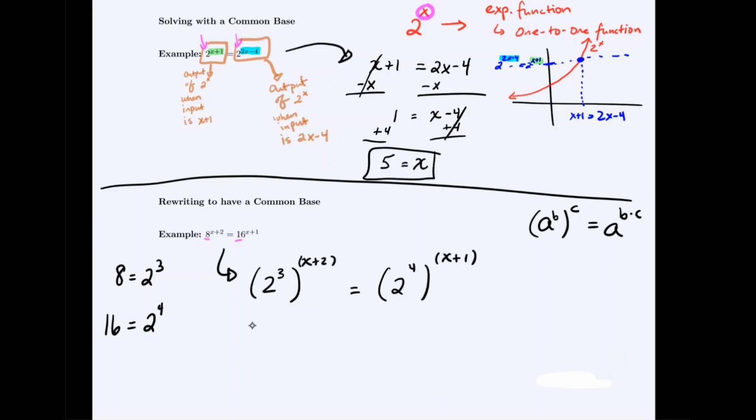Using that idea, this would simplify to 2 to the 3 times x plus 2. Parenthesis use here is important because that shows the 3 is going both to the x and the 2, which is equal to 2 to the 4 times x plus 1 by properties of exponents. And at this point, think about what solution strategy we would use here.